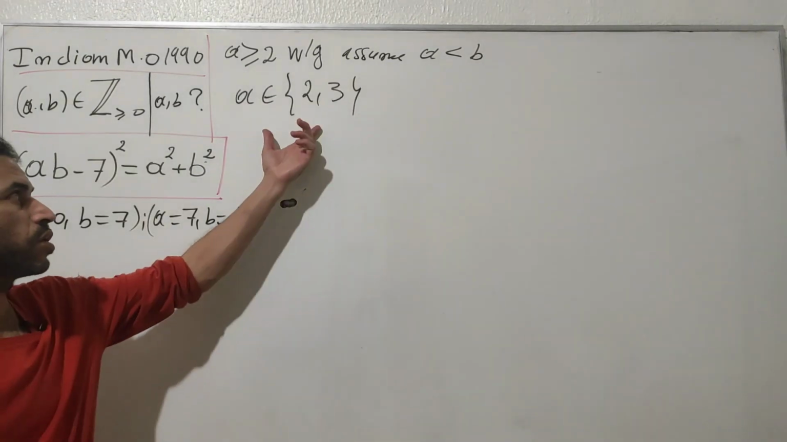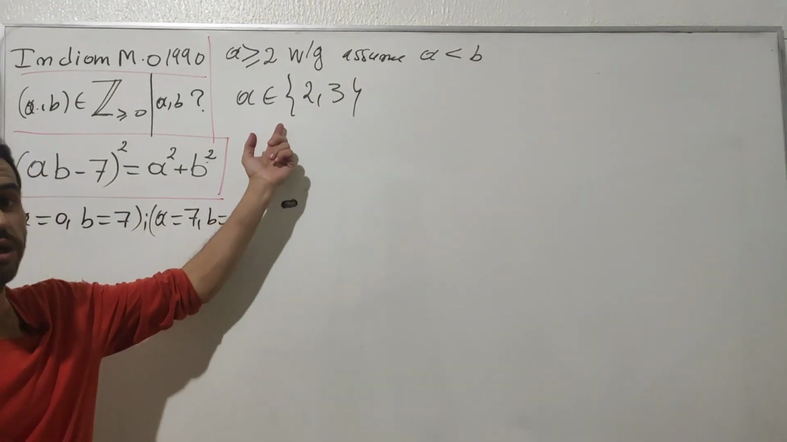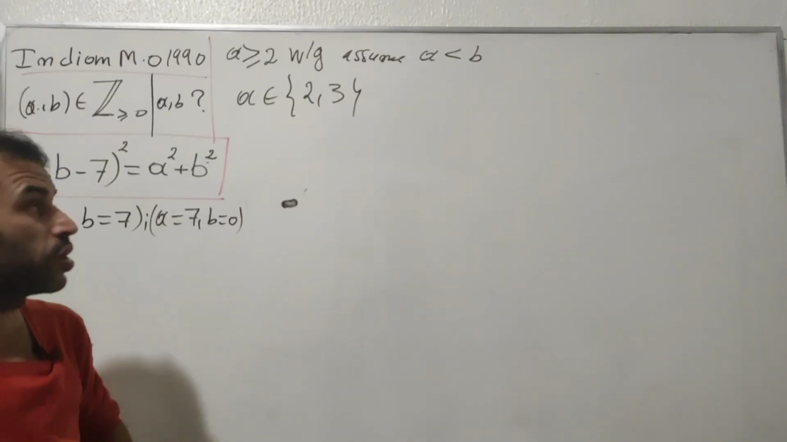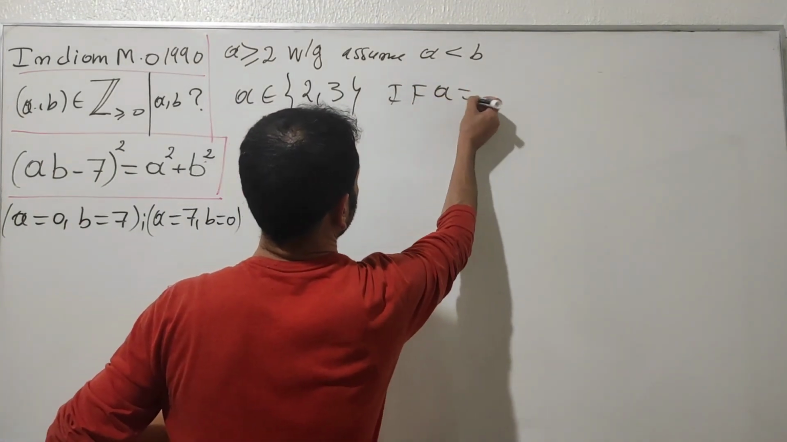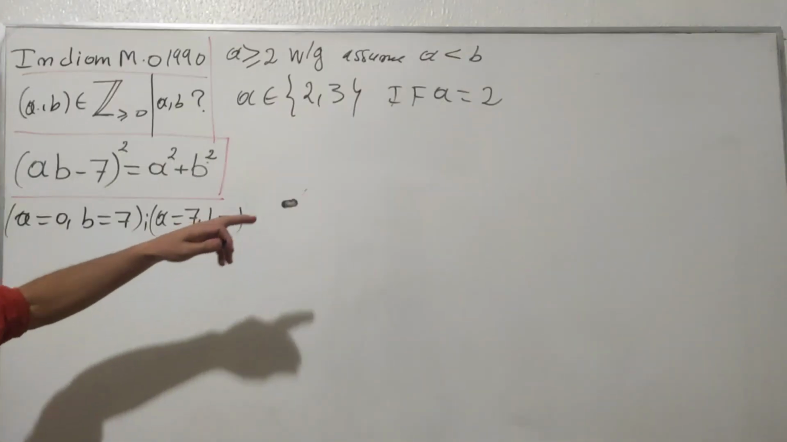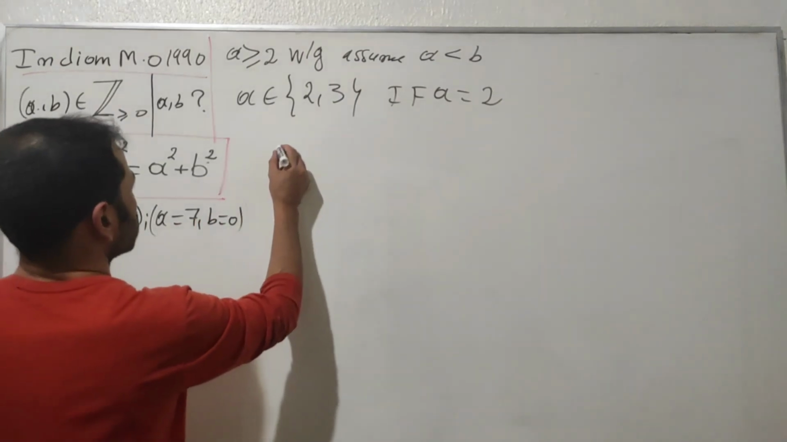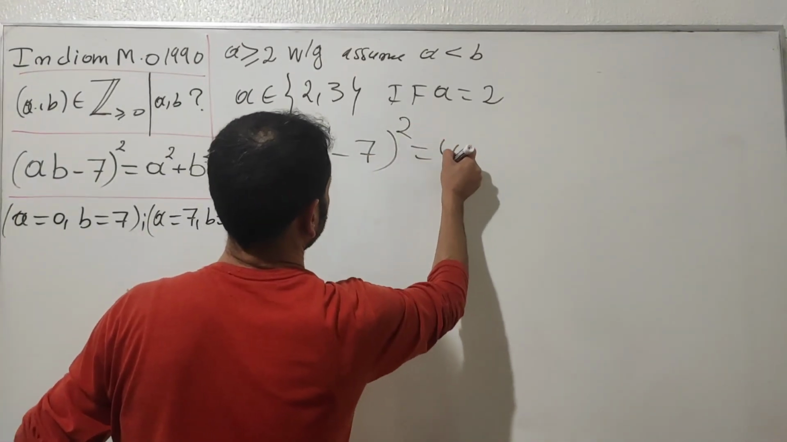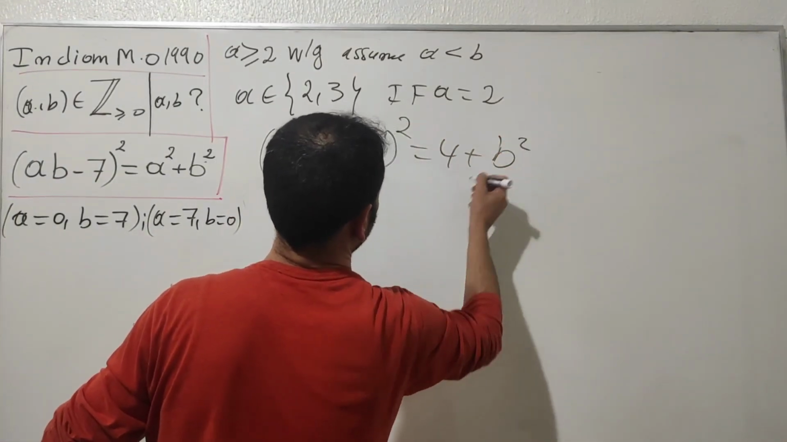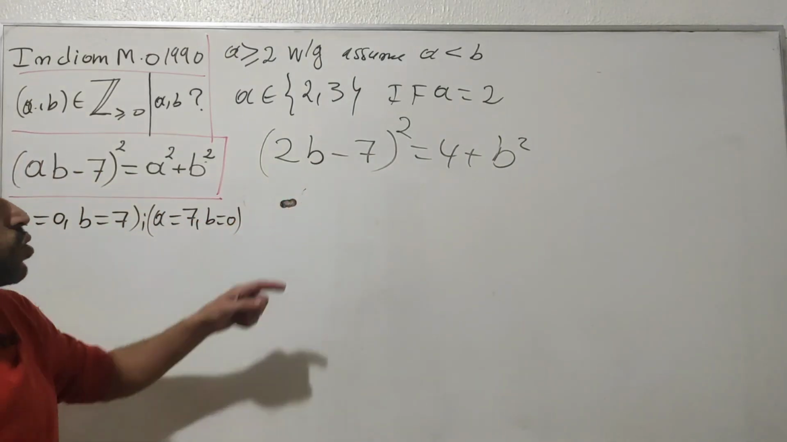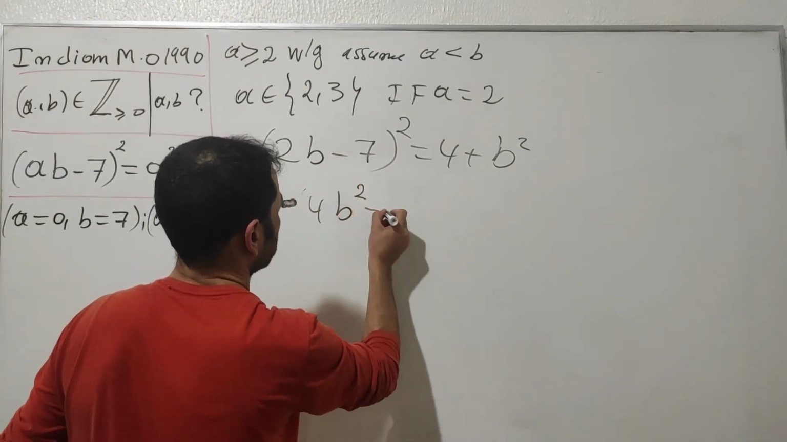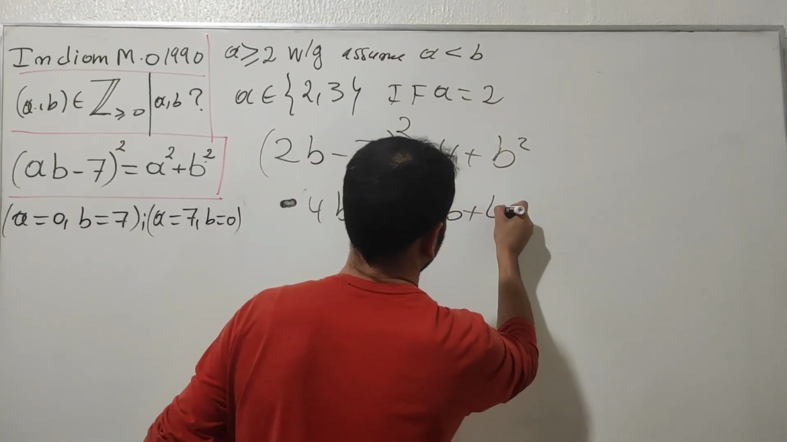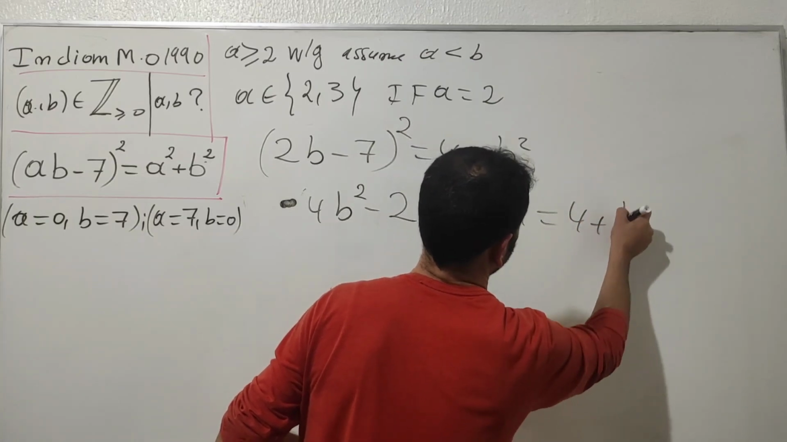Previously we determined the following values of a as a non-negative integer. We found 2 and 3. So let's go through each case. A equals 2. I'm simply going to replace number 2 into this one here. So I get (2b minus 7) squared, which equals 4 plus b squared. Okay, let's distribute this one out. I get 4b squared minus 28b plus 49, which equals 4 plus b squared.